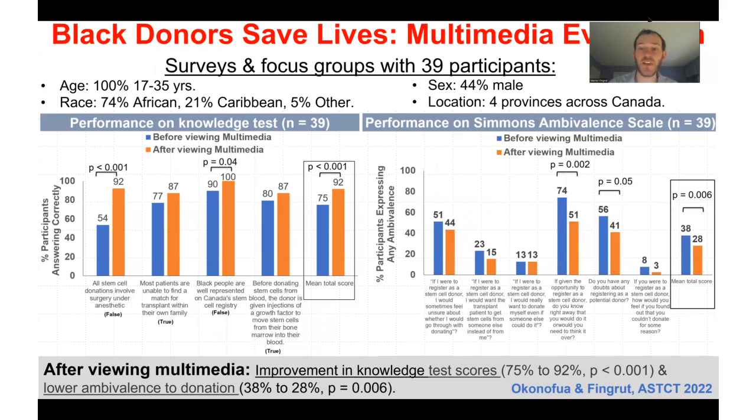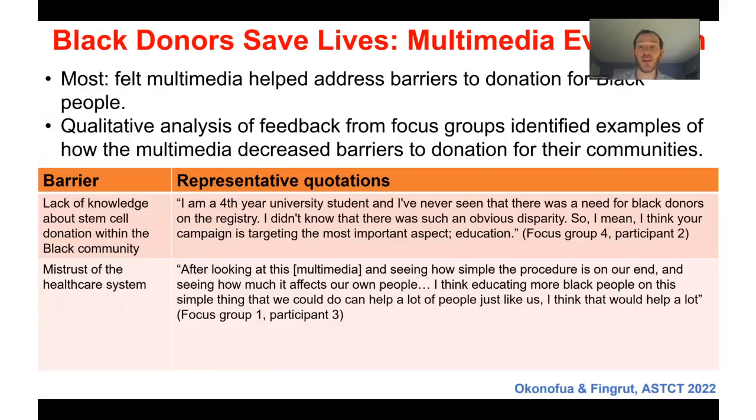In particular, we evaluated our Black Donors Save Lives campaign with surveys and focus groups with 39 participants, all members of the African, Caribbean, and Black communities of Canada, recruited online. You can see that there was a young cohort, about 45% male from different locations in Canada. And you can see that before versus after viewing an array of multimedia resources of the campaign, viewing the multimedia significantly improved their knowledge and improved their attitudes towards donation, and as well addressed barriers to donation, where the majority felt that the multimedia helped make them more supportive of donation, reducing barriers to donation.